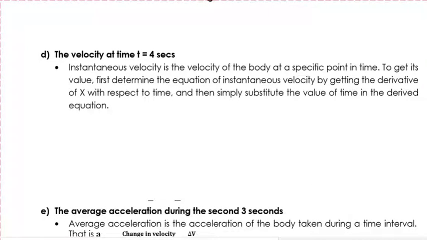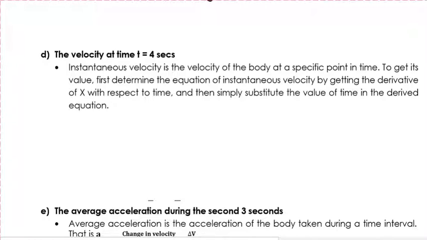Next question is to find the velocity at time t equal to 4 seconds. So here we have to find the value of the instantaneous velocity. If we recall, the instantaneous velocity is the velocity of our body at a specific point in time. To get its value, we first need to determine the equation of our instantaneous velocity by getting the derivative of x with respect to time. Then we simply substitute the value of time, 4 seconds, in the derived equation.